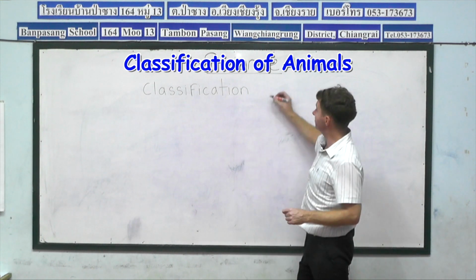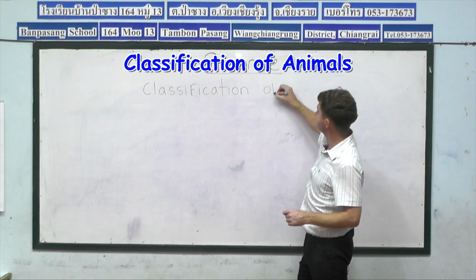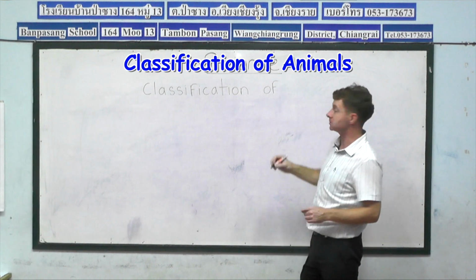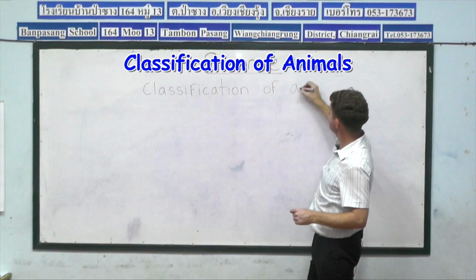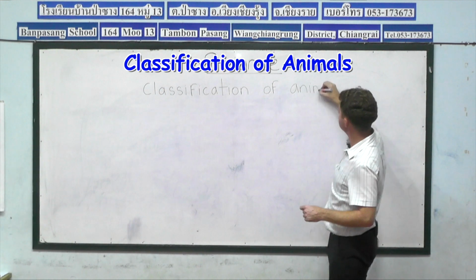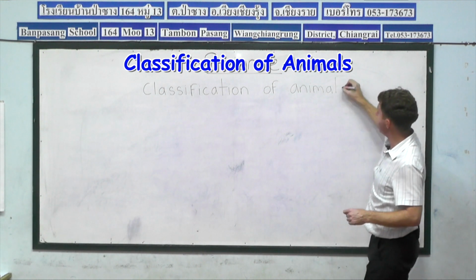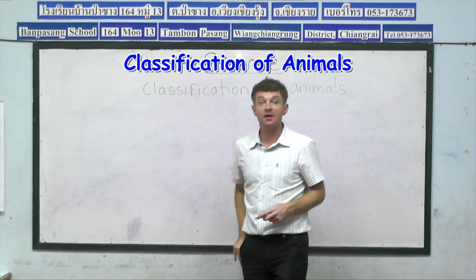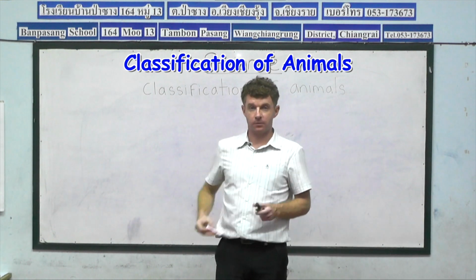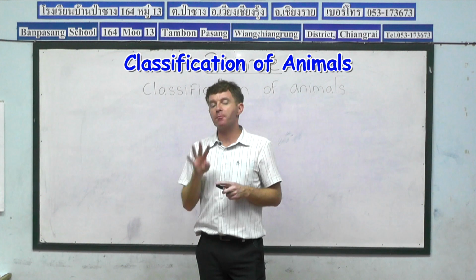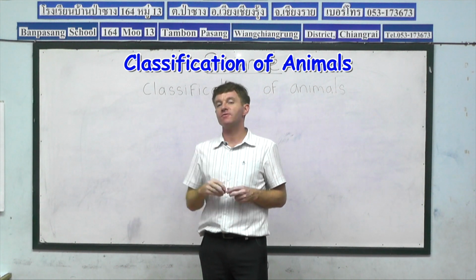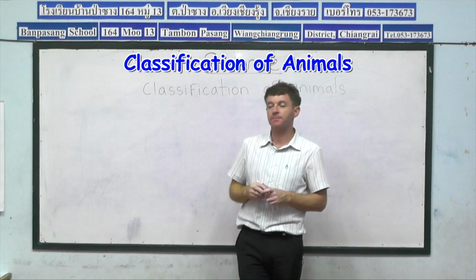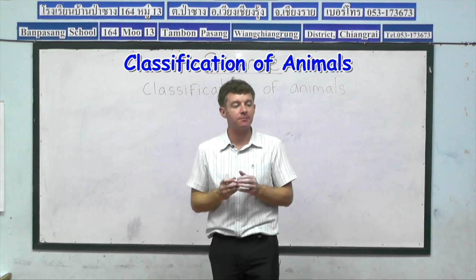And what we did was classification of animals. A-N-I-M-A-L-S. Classification of animals. Now who can remember, in the previous lesson, there were 3 different types of animals that we learnt about. Can anybody remember what types they were?